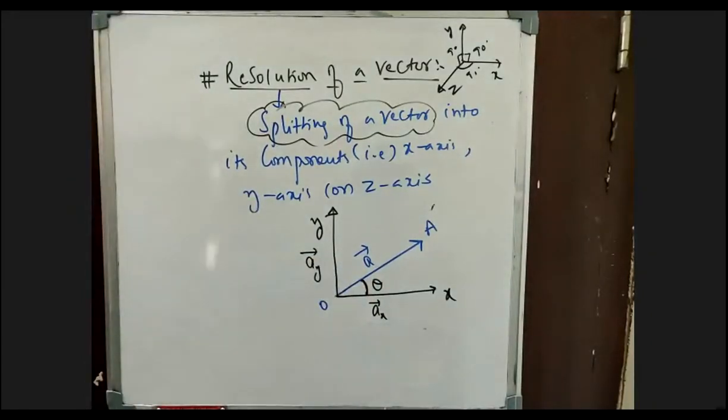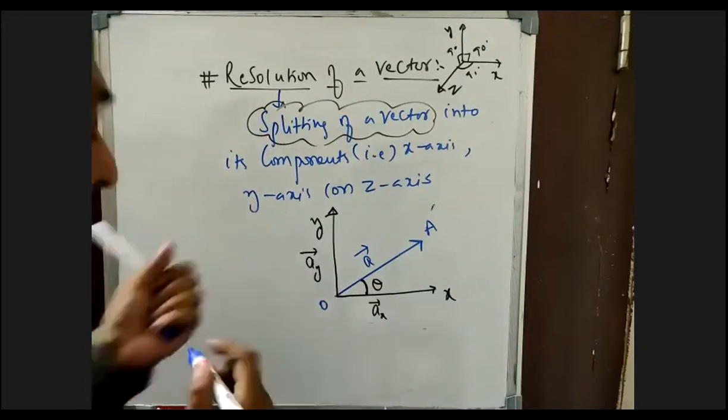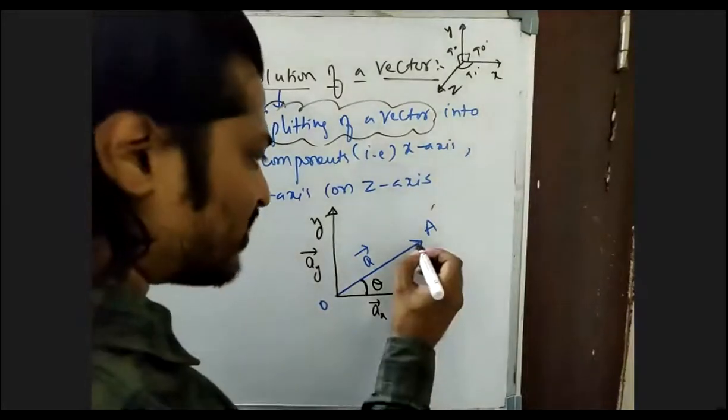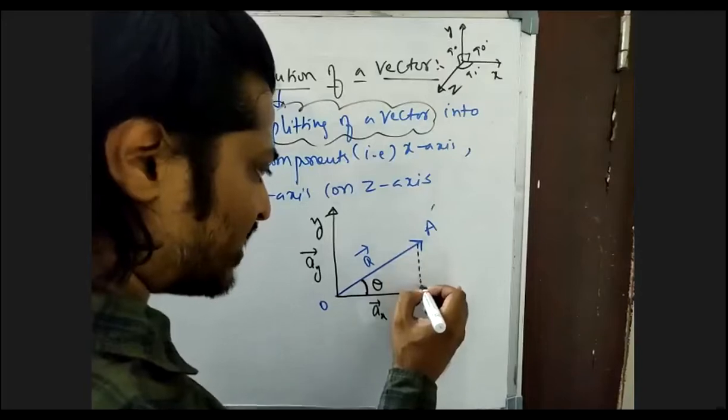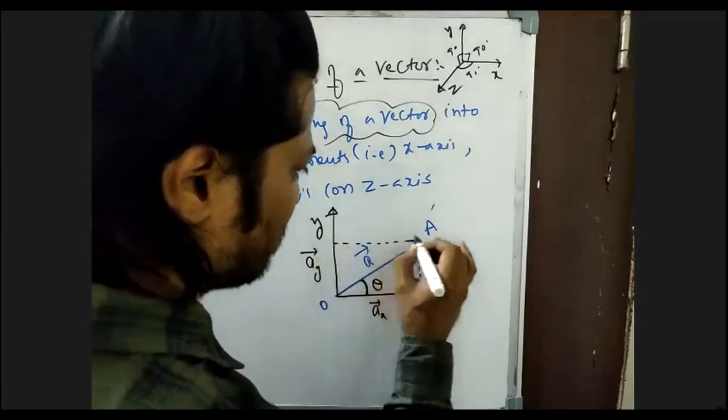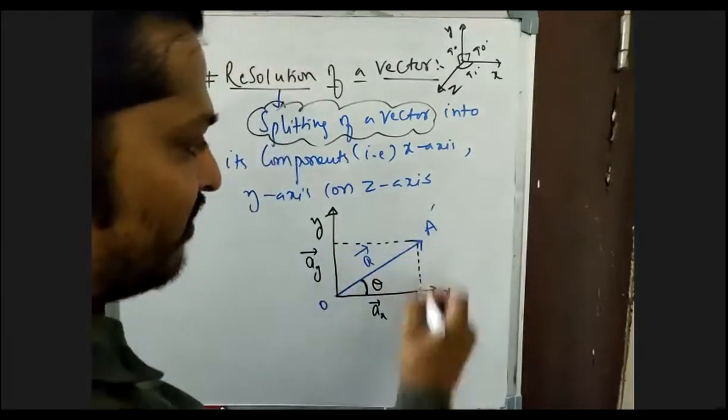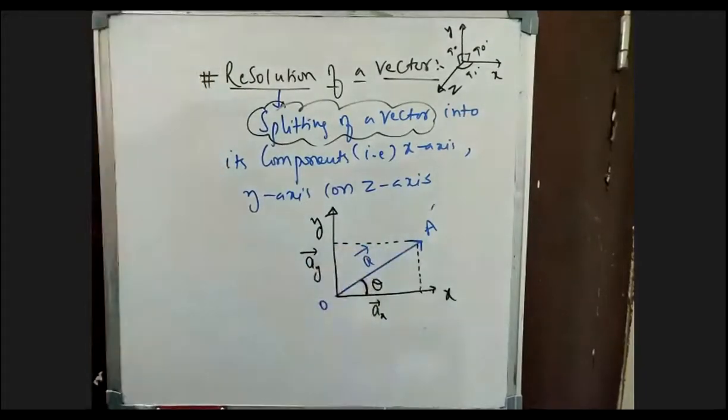Clear? Now what I am doing is drawing a perpendicular from here. If I drop a perpendicular like this, and a perpendicular parallel line to this one, this will be for my y-axis and this will be for my x-axis.